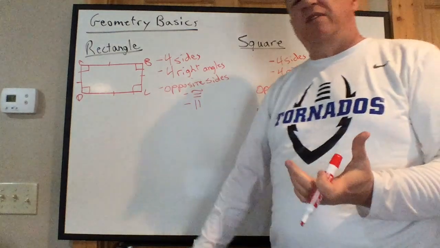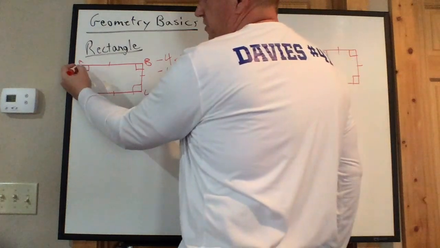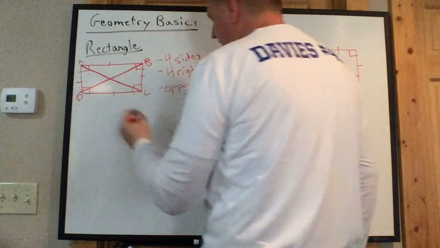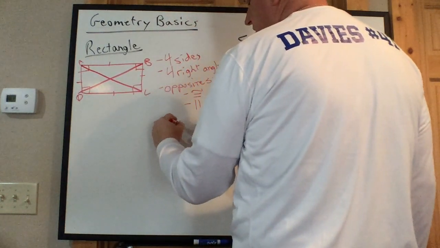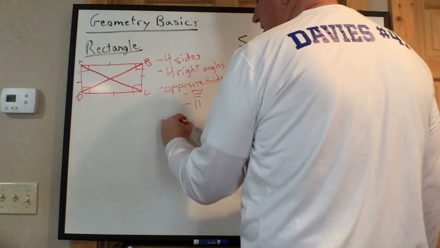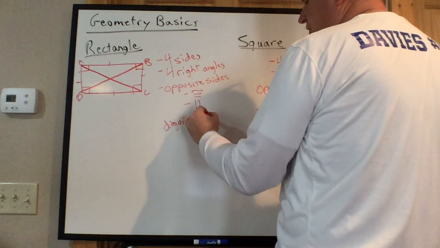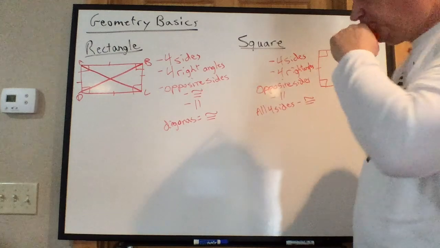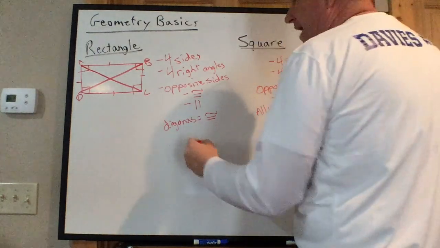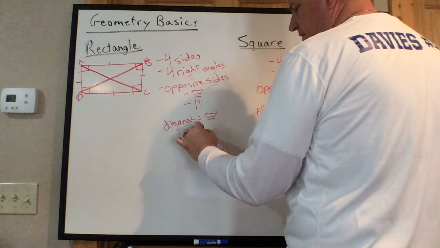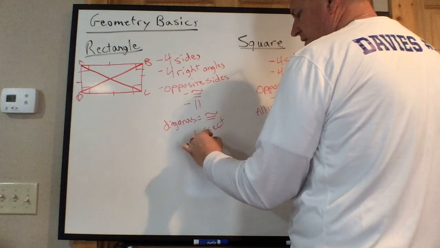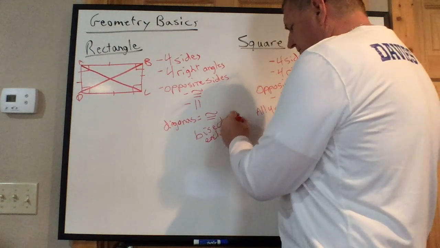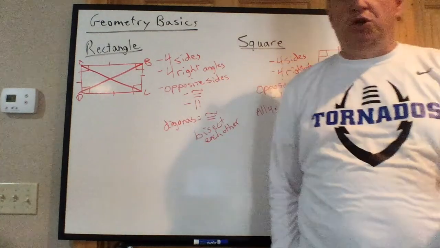All right, let's talk about a couple of other things as we look at this. Our diagonals, from A to C and from B to D, or vice versa, are congruent to each other. They're the same shape and the same size, and they bisect each other. And you're asking yourself, what does bisect mean? I'm glad you asked. Bisect means it cuts it into two equal parts.